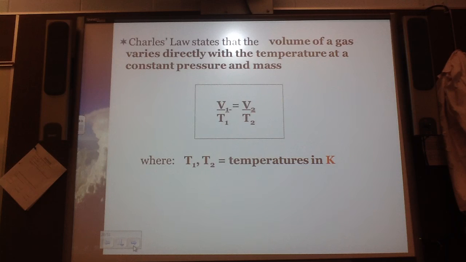Where T1 and T2 are temperatures in Kelvin. Very important, because our formula has big T, right? Don't use the little t. The big T, okay? Temperature in Kelvin. And your volume is probably in what? Guess. What unit? Very good.